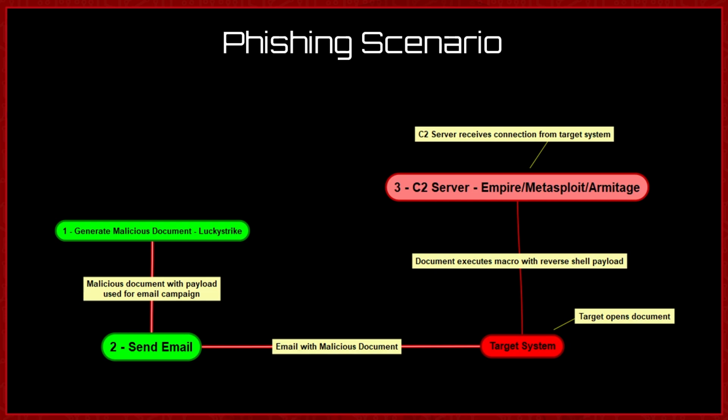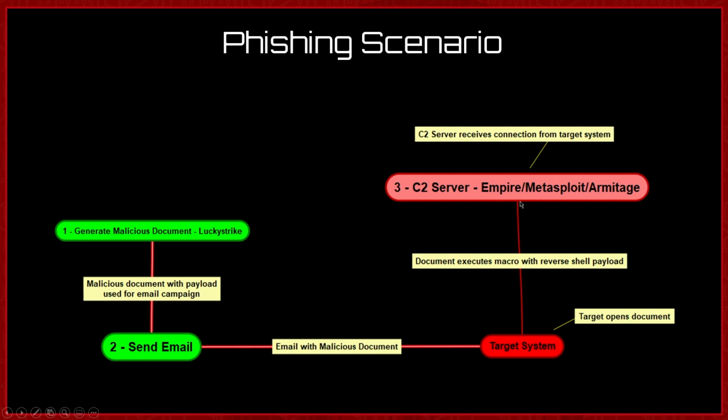Now, when we talk about the scenario, again, it's going to be fairly simple. Number one, we'll generate the malicious document with Luckystrike. We'll then, of course, use that malicious document for our email campaign, and we'll send it to our target, right? And of course, you can use this same methodology whenever you've obtained a user's email address. And of course, I'll probably make a guide on my blog that covers phishing and how you can utilize GoPhish. But once you've sent the email with the document attached, they're going to open the document, and they're going to execute the macro that contains the reverse shell payload, or the stager.